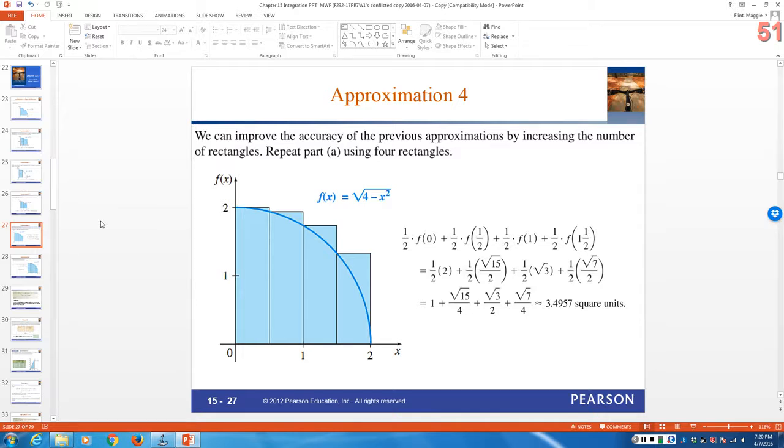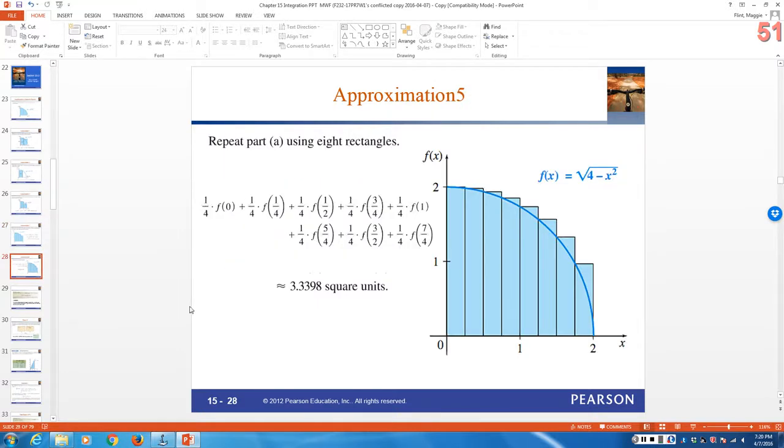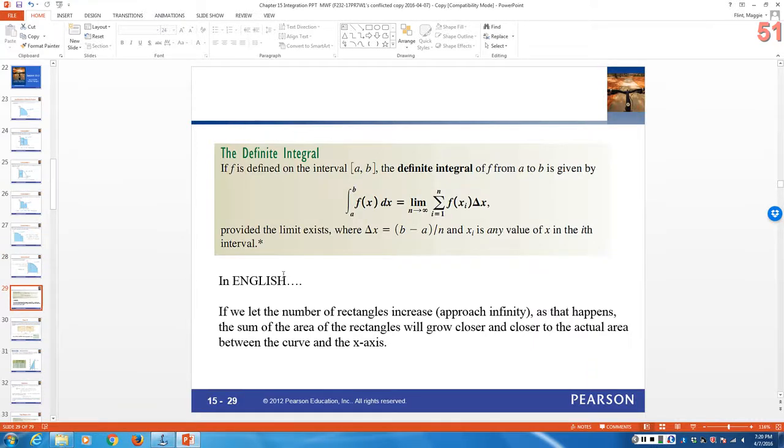We could improve the accuracy, regardless of which kind of rectangles we used, if we would simply use more rectangles. Because it turns out the area here is closer, but still not pi. But if we use more rectangles, it gets closer. And if you keep on adding more and more rectangles, eventually what you come down to is the idea of what is a definite integral.